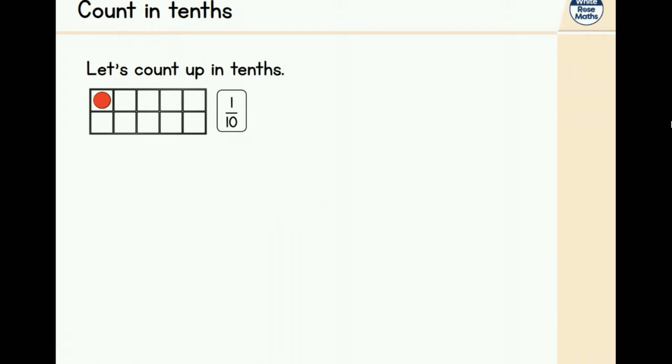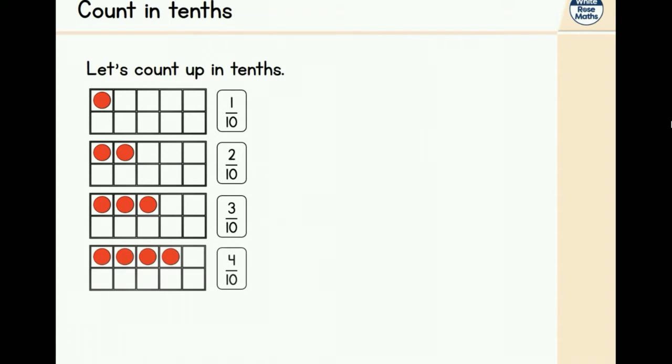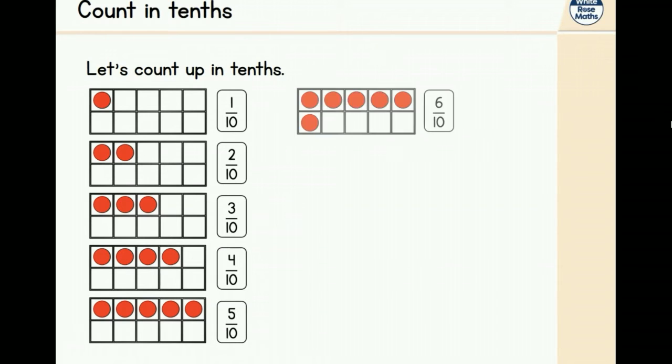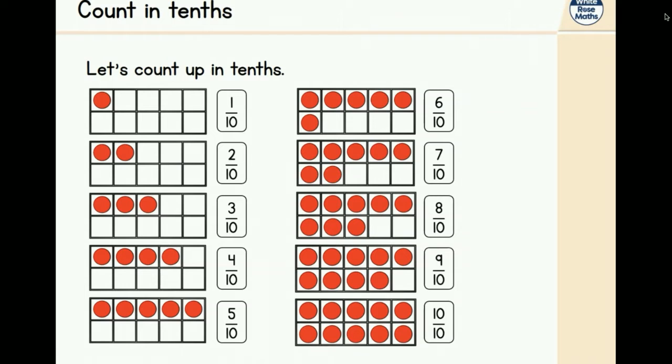Here is a 10 frame. The 10 frame represents one whole. There is one counter in the 10 frame, so this is 1/10. Now we've got 2 counters, so this is 2/10. Carrying on adding 1/10 at a time, why don't you count with me? 3/10, 4/10, 5/10, 6/10, 7/10, 8/10, 9/10, 10/10. The whole 10 frame is full. 10/10 is the same as one whole.